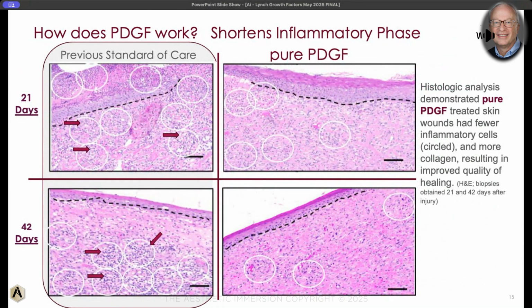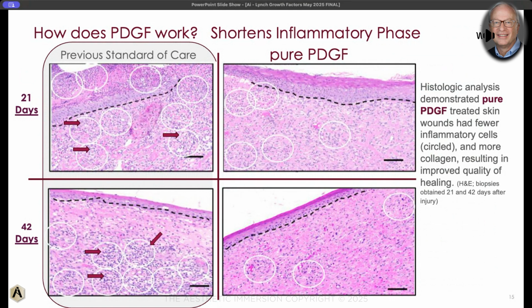Okay, here's a little skin histology for you. This is a wound healing study that we did looking at the effect of pure recombinant PDGF on wound healing in the skin. These were full thickness burn wounds. And we looked at 3 and 6 weeks, and on the right you can see the white circles are circles around all the inflammatory cells, and on the right column is the PDGF treated burns, injuries. On the left was treated with basically an aquaphor emollient kind of material.